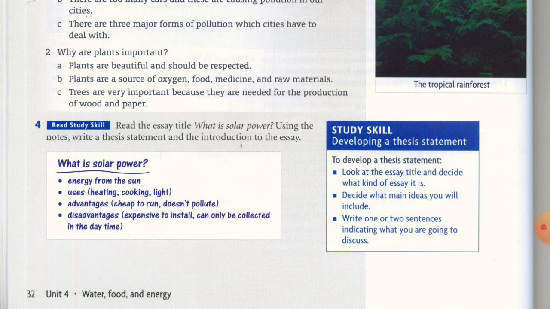What should we do? Develop a thesis statement. Firstly, we should look at the essay title and decide what kind of essay it is. Then decide what main ideas you will include. After this, write one or two sentences indicating what you are going to discuss.